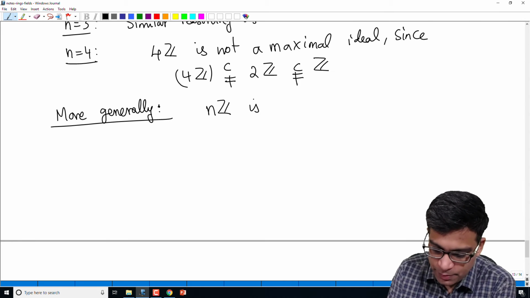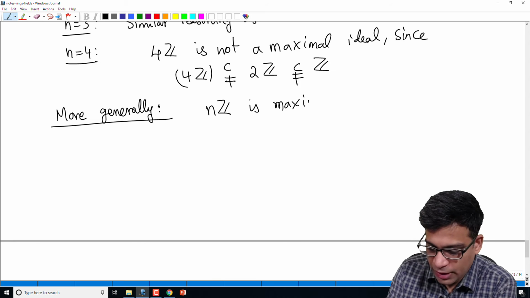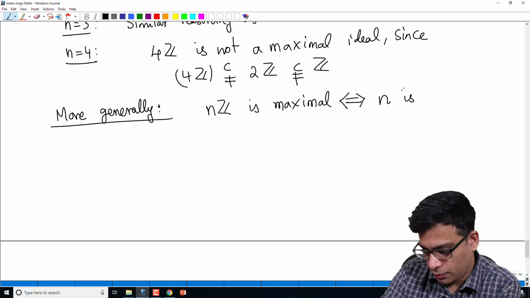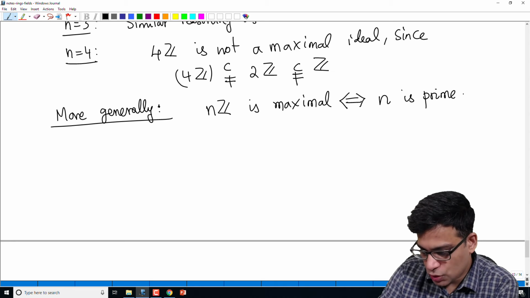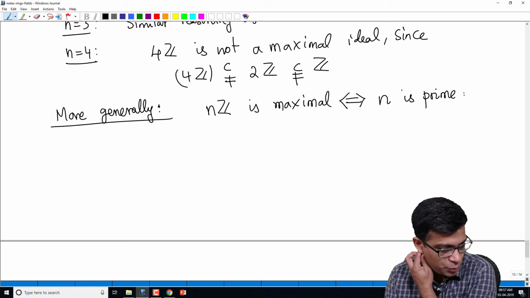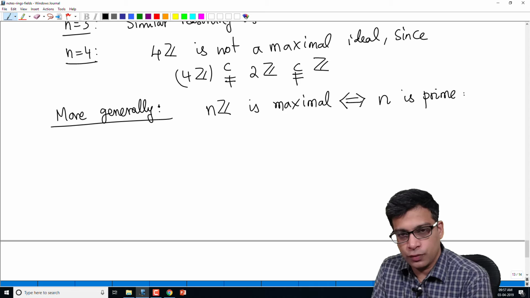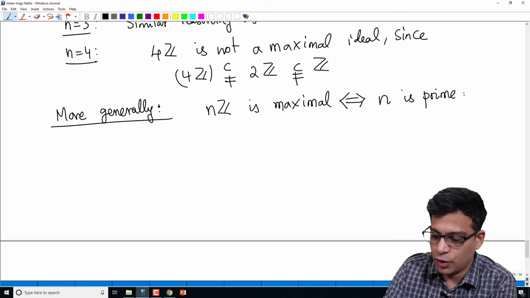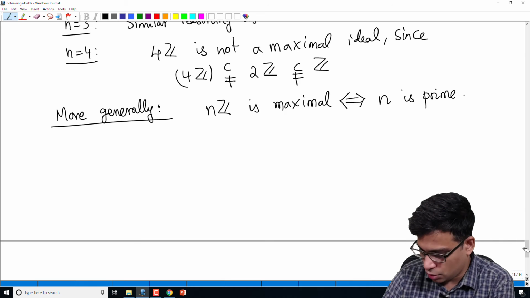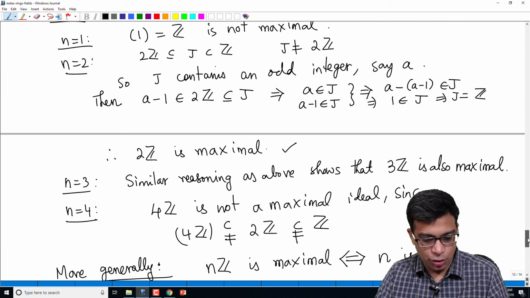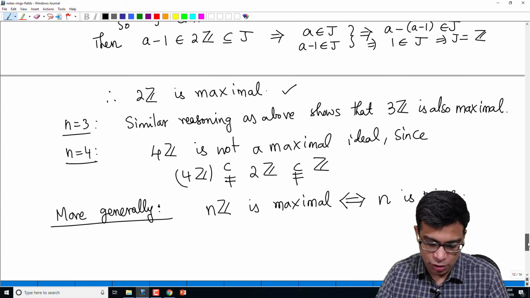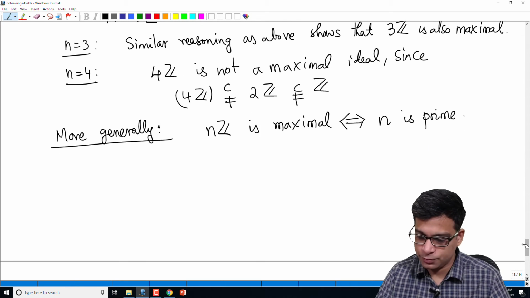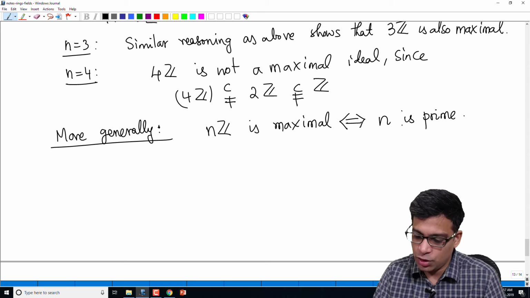And more generally, this is an exercise for you. nZ is maximal if and only if n is prime. Okay, so I will let you do this. I am going to do another proposition soon, which will also prove this. But this you can directly show also. Remember in the examples that we have done, 2 and 3 happen to be maximal, 4 is not maximal. And that's because 2 and 3 are prime, 4 is not prime. So nZ is maximal if and only if n is prime.